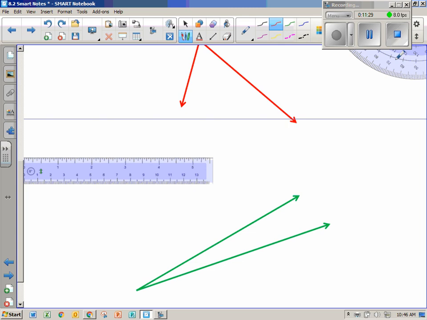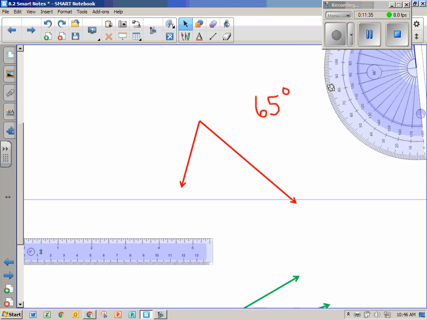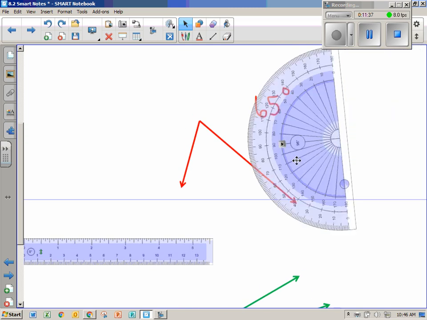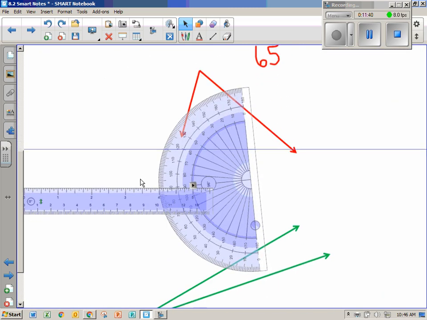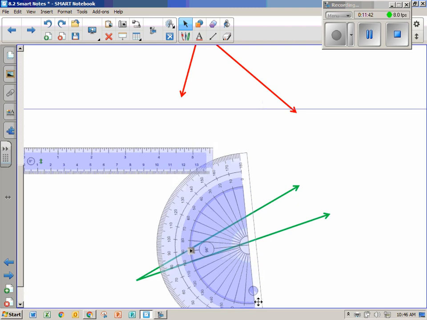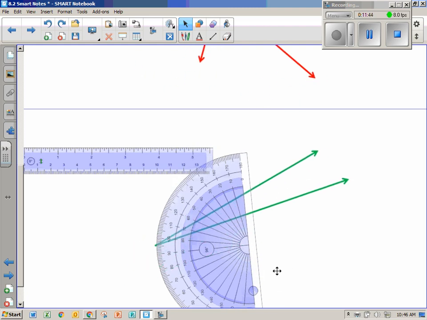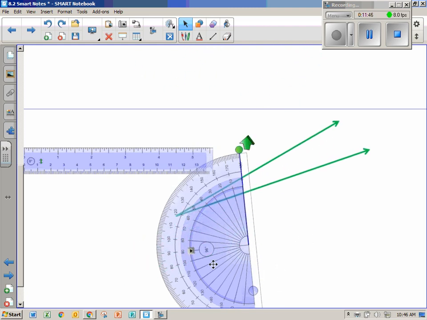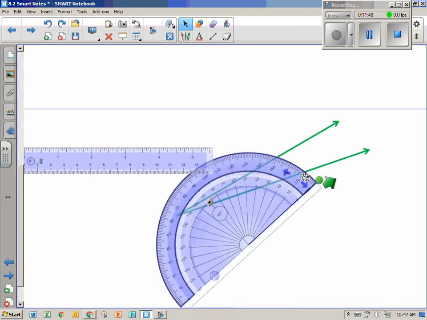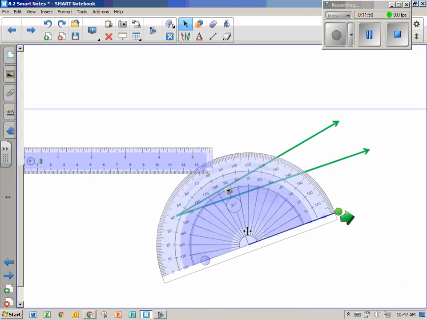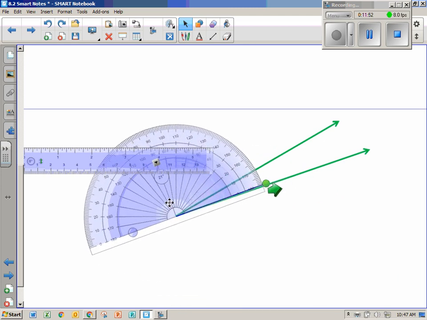Alright. So from the very beginning, I know that this green angle is acute. It is less than 90 degrees. Kind of moving my angle a little bit here. And so let's get it lined up.